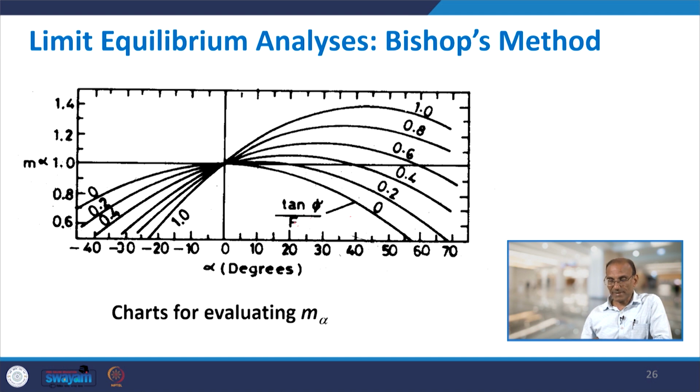Let us say I start my calculation assuming F equal to 1, and if phi is 45 degrees, then tan phi will be 1, and tan phi divided by F is 1. In that case you need to use the top chart. If my phi is 30 degrees, you calculate tan 30 divided by F, and you will be somewhere around 0.2 to 0.4, then select that chart, and depending on the value of alpha you find m alpha. So, basically this chart helps to calculate the value of m alpha, which is used in the equation. This is just to help with calculation.